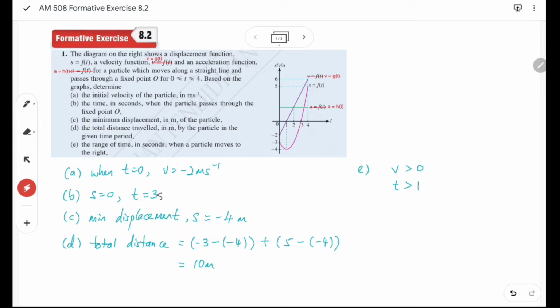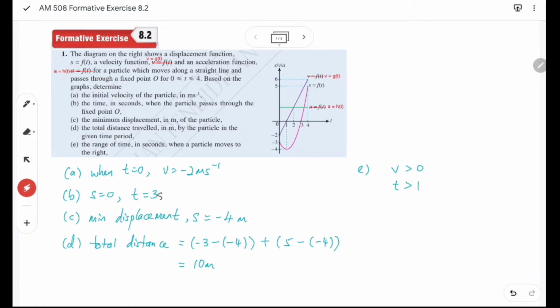Therefore, we use 1 plus (5 minus -4). So it traveled 9 meter plus 1 meter here. So the total distance is 10 meter.